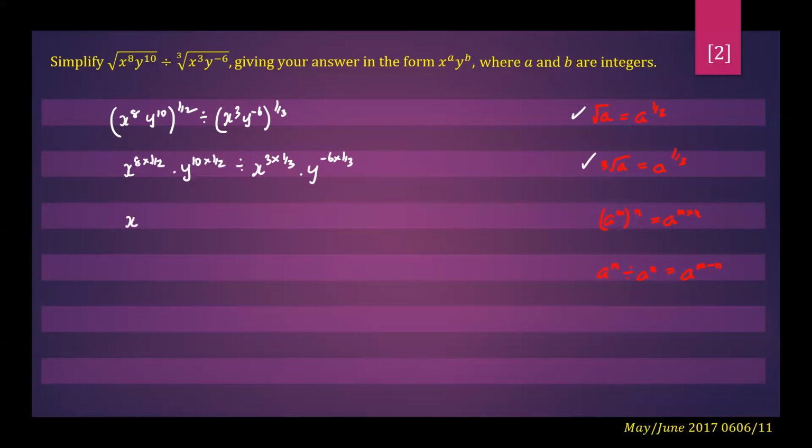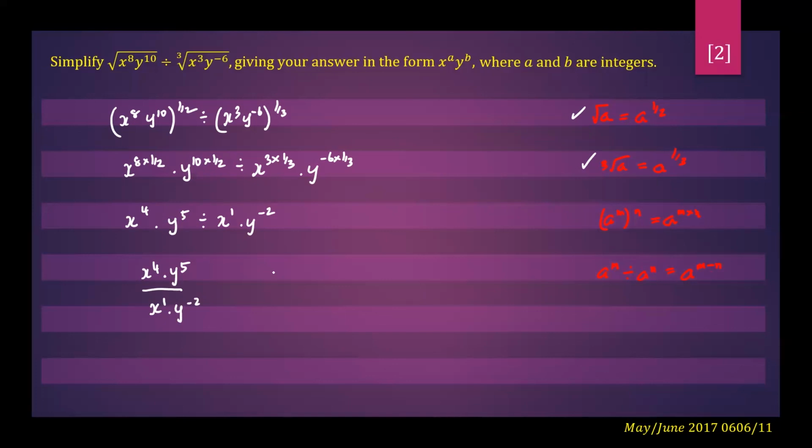X to the power 8 times 1/2 is 4, times y to the power 10 times 1/2 is 5, divided by x to the power 3 times 1/3 is 1, and times y to the power negative 6 times 1/3 is negative 2. At this step, I'll write my question as a fraction. X to the power 4 times y to the power 5 divided by x to the power 1 times y to the power negative 2.